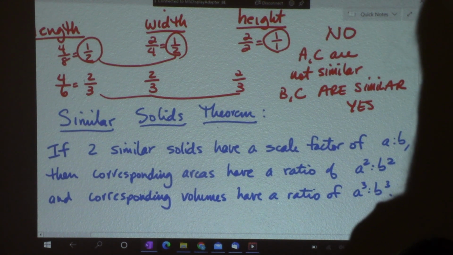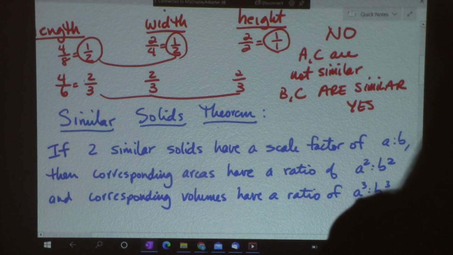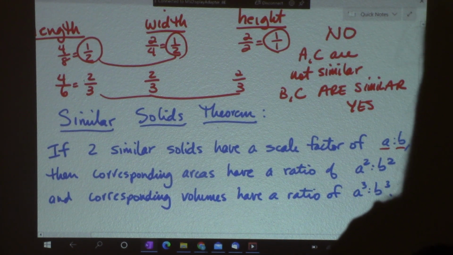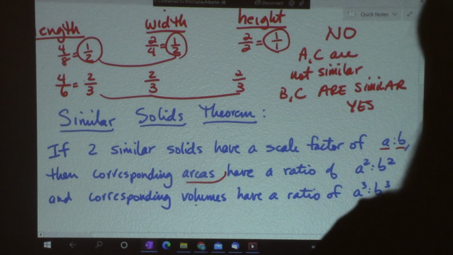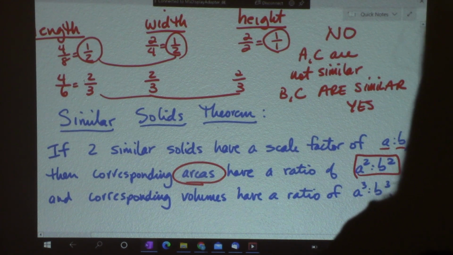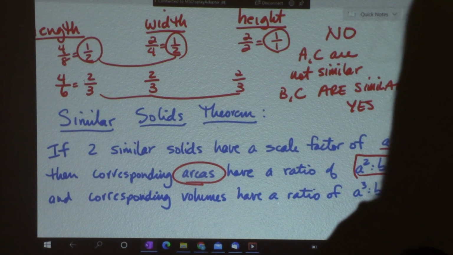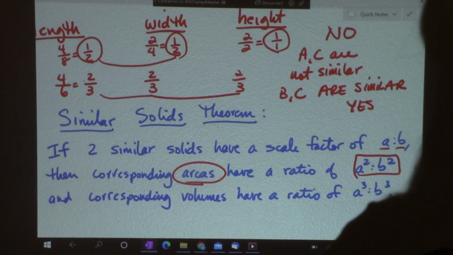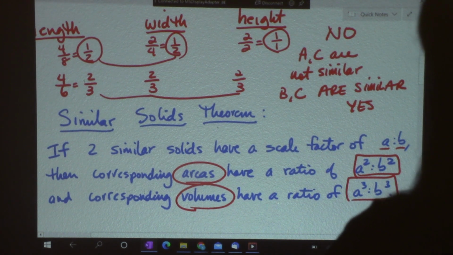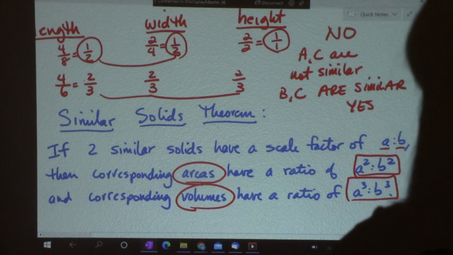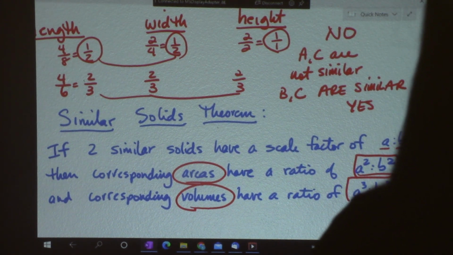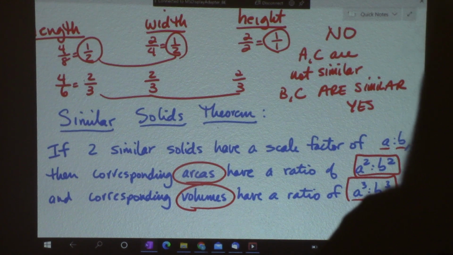So you want to pause the video here, I'll read it out loud, but this is our theorem. If two similar solids have a scale factor of A to B, two numbers that compare, then the corresponding areas will have a ratio of A squared to B squared. So area is two-dimensional, so it makes sense that the scale factor would be squared, okay? And the corresponding volumes have a ratio of A cubed to B cubed. And again, that makes sense because we have 3 dimensions for 3D, and that's volume. And so we're going to cube that ratio.